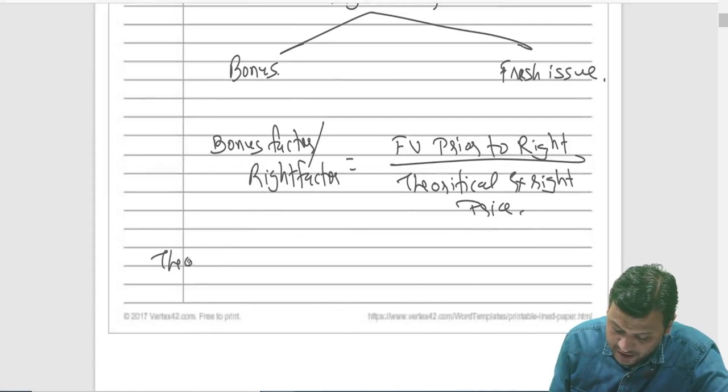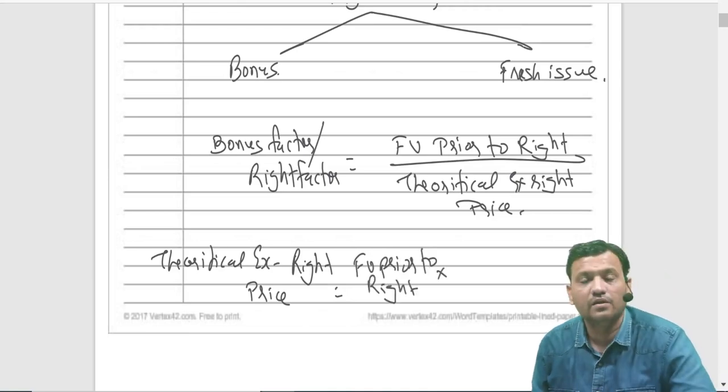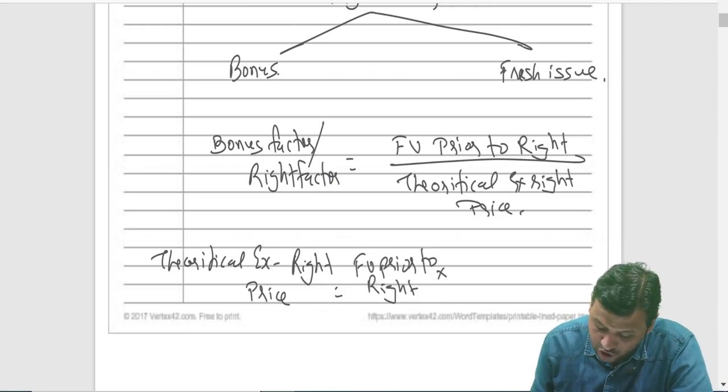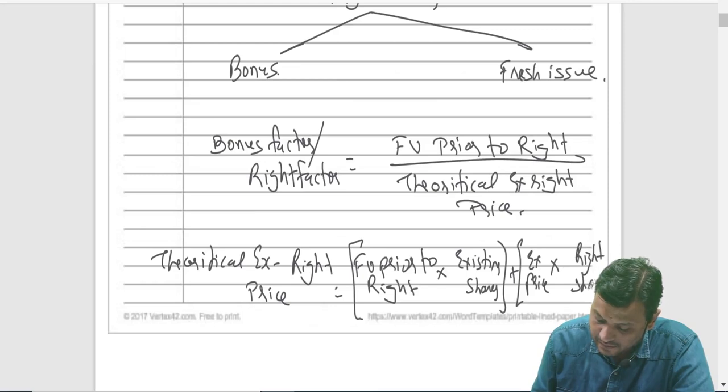How to find out theoretical ex-right price? Fair value prior to right, into existing shares, plus exercise price, into right shares. The whole divided by existing shares plus right shares.